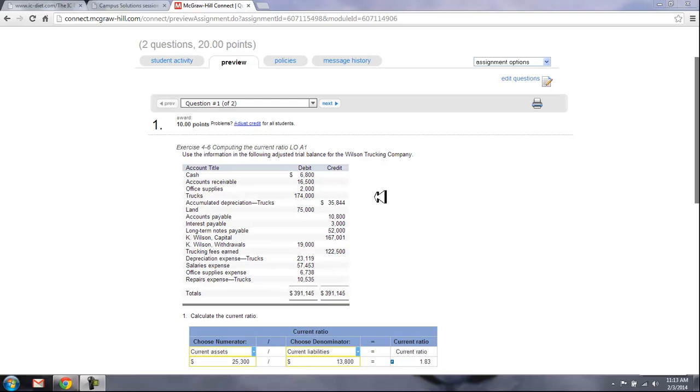Also, current liabilities. These are liabilities that you would be using up within 1 year, and they would, in this problem, be accounts payable, $10,800, and interest payable, $3,000. The long-term note is a liability, but it's not a current liability.